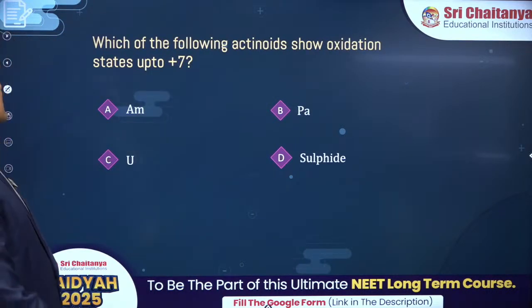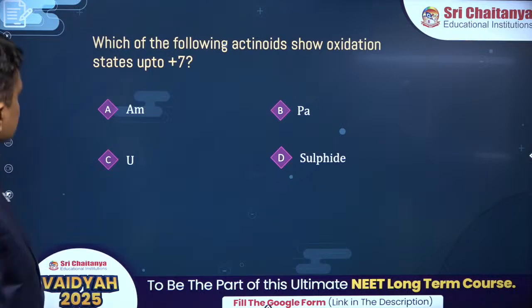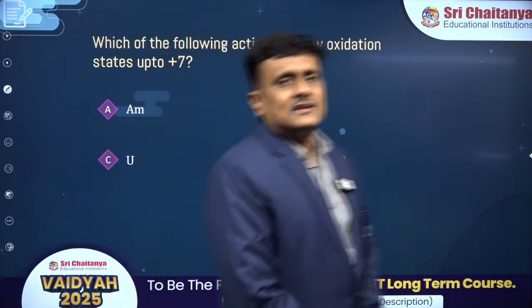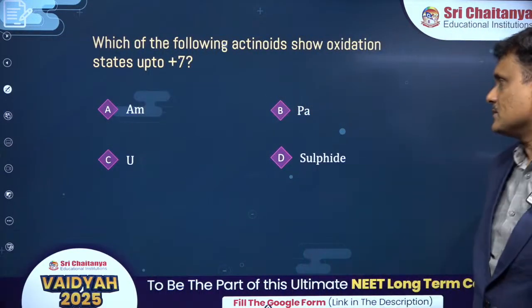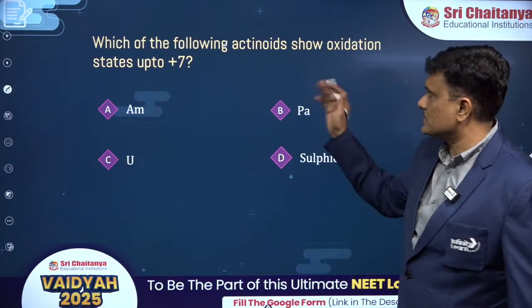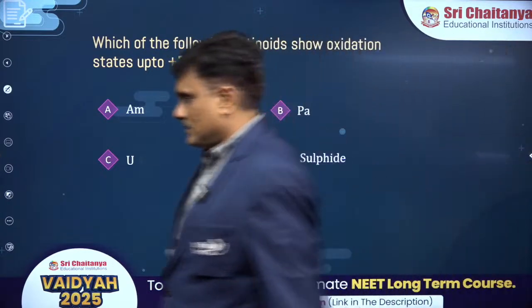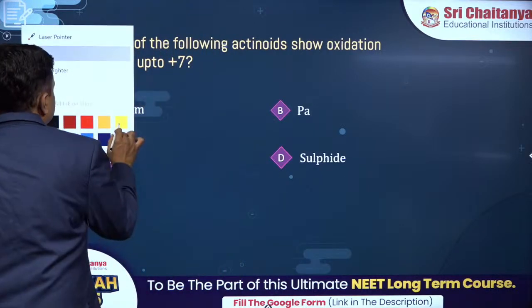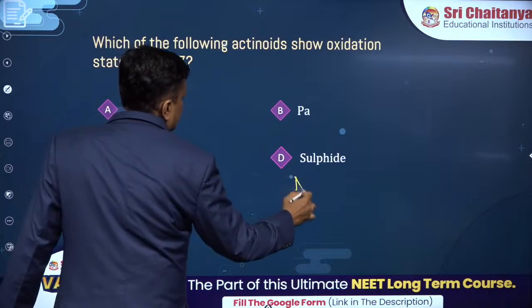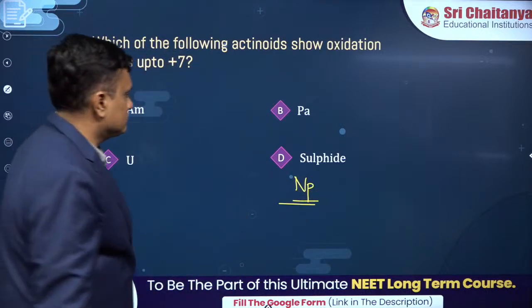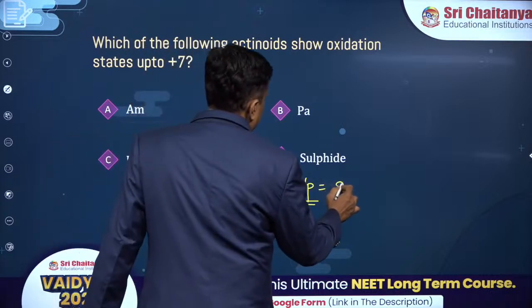Which of the following actinoids show the oxidation states up to 7? Looks to be there is a mistake in this slide. So excuse me here for a while. There is a problem with the slide. Some option is missing, right? Option should be neptunium, because as far as I know, it should be neptunium. Let me write here. The correct answer is neptunium, whose atomic number is 93.